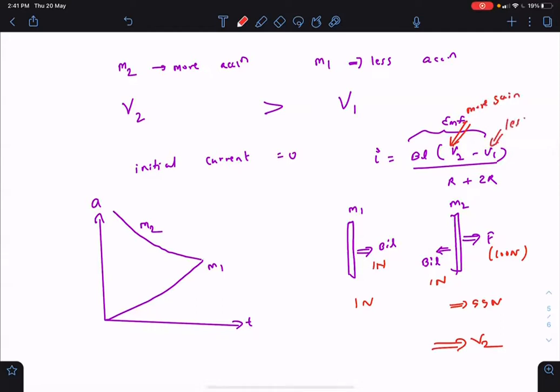V1 gains less. So what is happening to the difference? Increasing. So what is happening to the current? Increasing. And because the current is increasing, what happens to the BIL force? Increase.